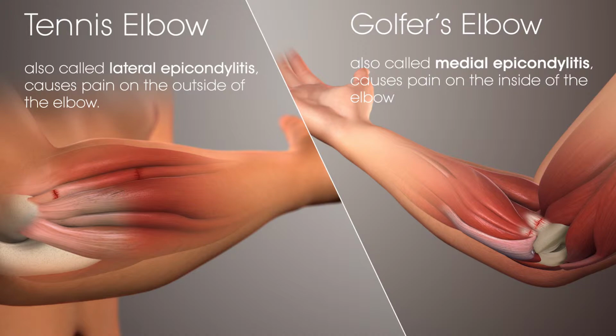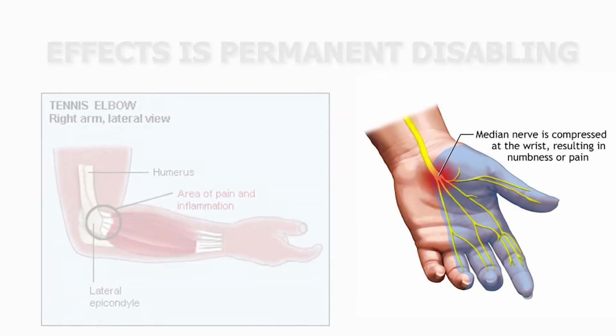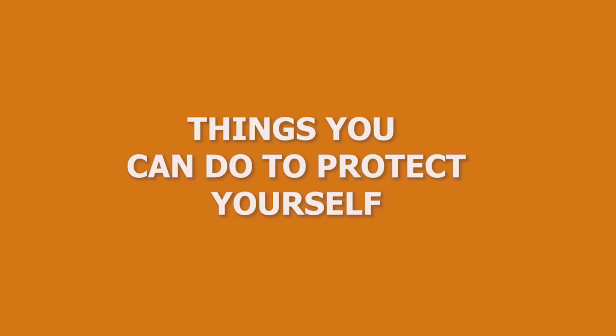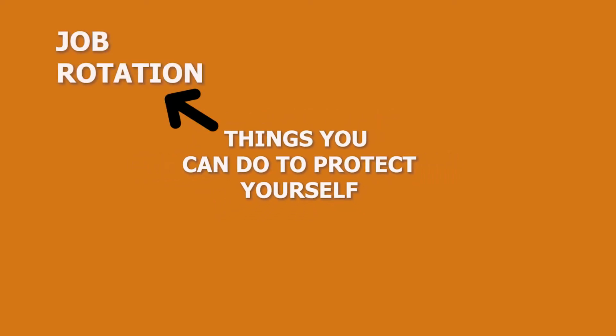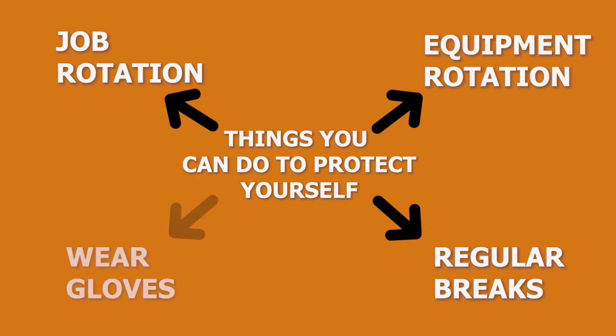These conditions and diseases can have very serious consequences for people. The effects can be permanently disabling even after a few years of uncontrolled exposure. Some of the things that you can do to protect yourself are have job rotation, have equipment rotation, take frequent and regular breaks, and make sure you wear gloves.